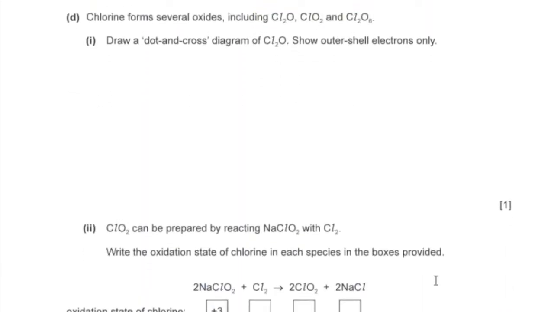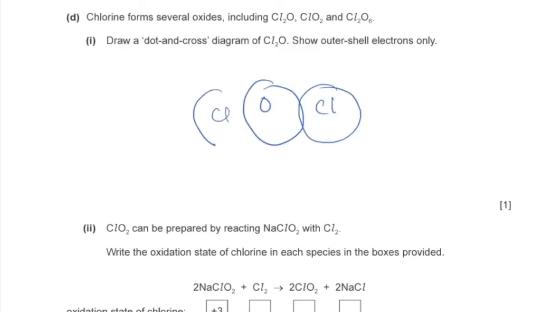Part D, chlorine forms several oxides including Cl2O, ClO2, and Cl2O6. Draw a dot-and-cross diagram of Cl2O, show outer electrons only. So oxygen, we're gonna draw oxygen in the middle and chlorine on either side. Oxygen will share one of its electrons with each chlorine atom, and chlorine will also be sharing one electron with the oxygen atom.